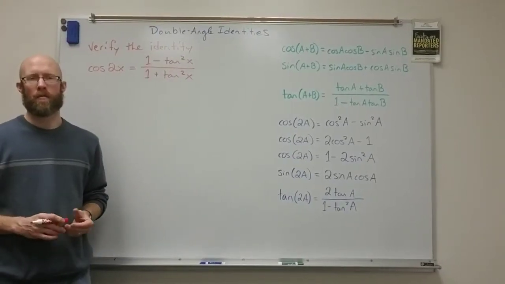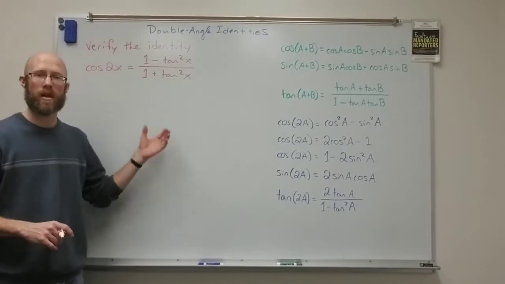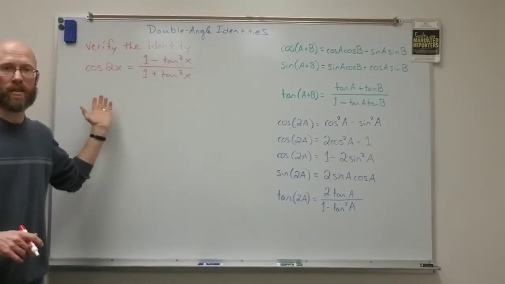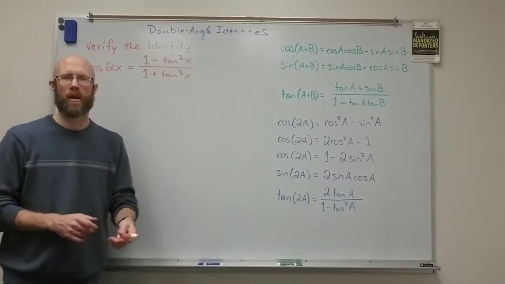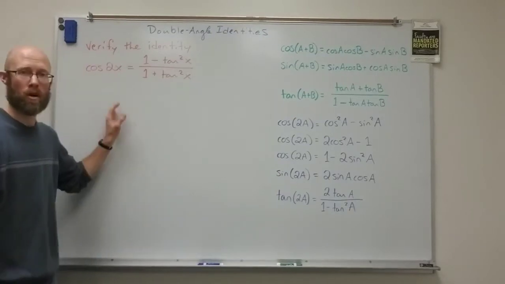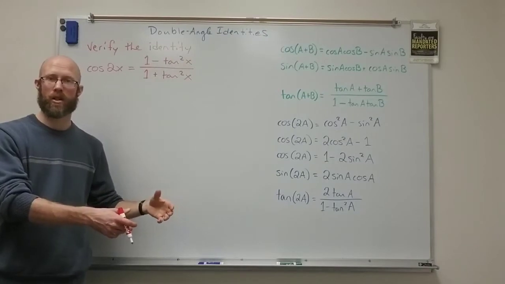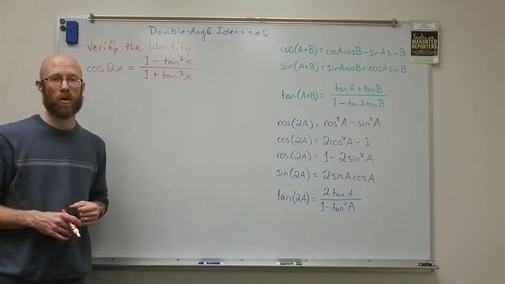The next type of problem we're going to solve using the double angle identities is an identity verification. So we're going to verify that this identity is true. Again, this is just like any other two-column proof idea where we're going to work with either one side or the other, writing down our rationale for each step that we make, and then hopefully we can get them to be equal at the end.